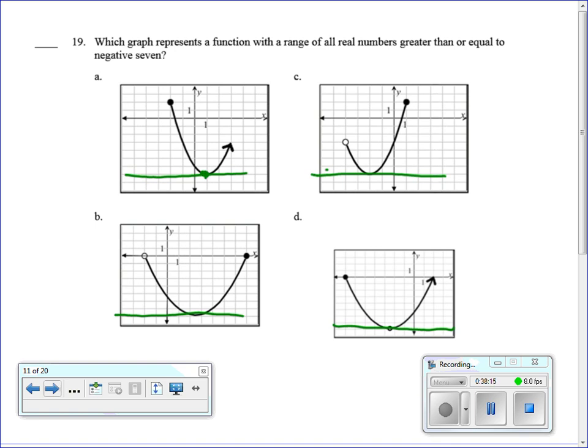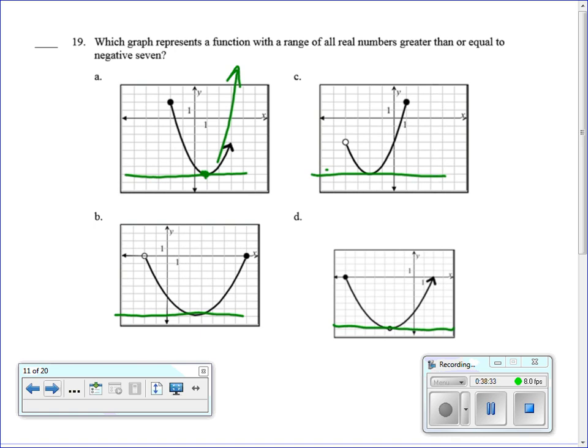And we have all of the values that are greater than or equal to. And we know that because we have an arrow that is pointing up. So that means that arrow is going to keep going up, and any y value, any range value that's beyond, will be included all the way up to infinity.